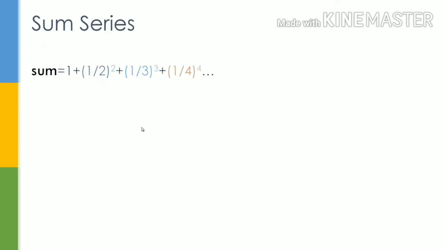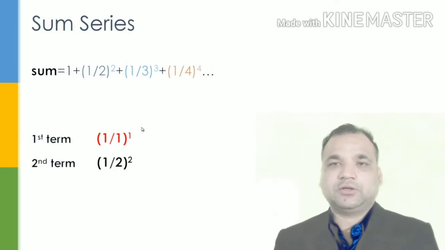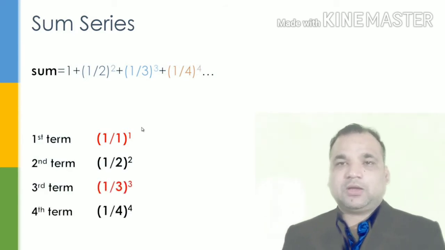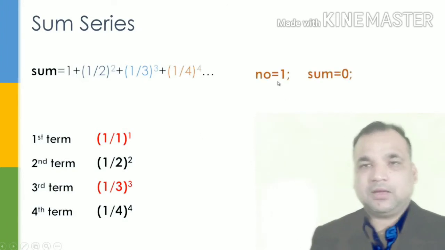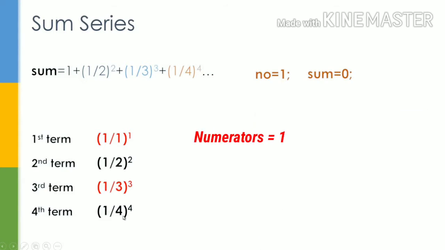You can see here the first term 1 by 1 raised to power 1, second term 1 by 2 raised to power 2, third term 1 by 3 raised to power 3 and so on. Here you can see 1, 2, 3, 4 as a loop and 1 is fixed in all the terms. We can say that the numerator is fixed in all terms but the denominator keeps on changing. The power is also changing, the same as the loop 1, 2, 3, 4 simultaneously.